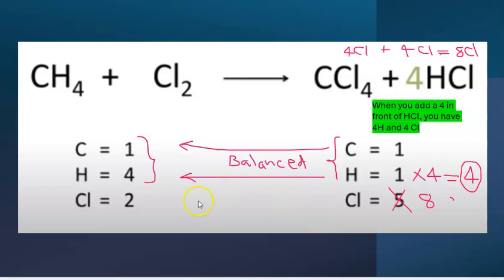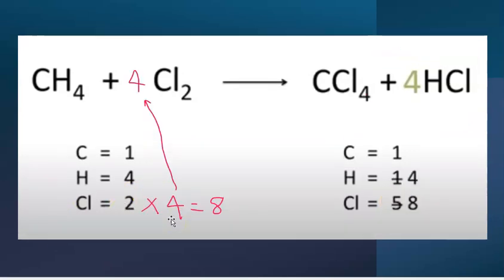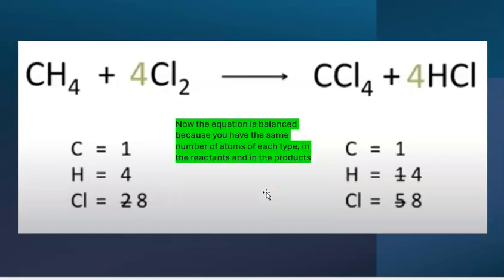Now you can see that carbon and hydrogen are balanced, but chlorine is not. Here I have 8 chlorine in the products and only 4 in the reactants. What should I do? Well, I multiply by 4 and then I will have 8 atoms of chlorine in the reactants and 8 atoms of chlorine in the products. And we say that the equation is balanced.